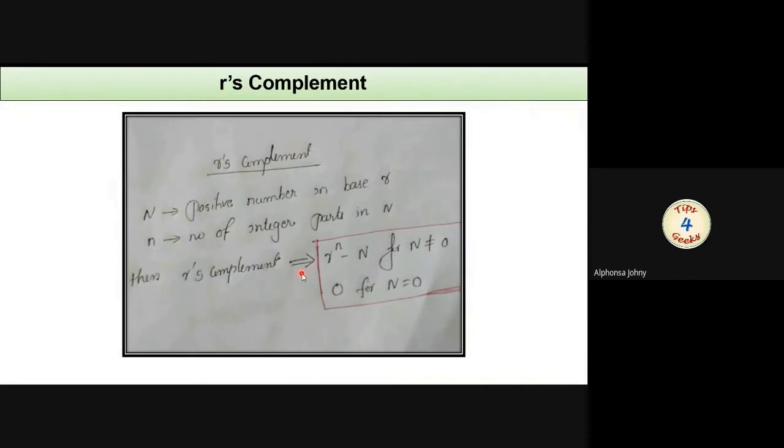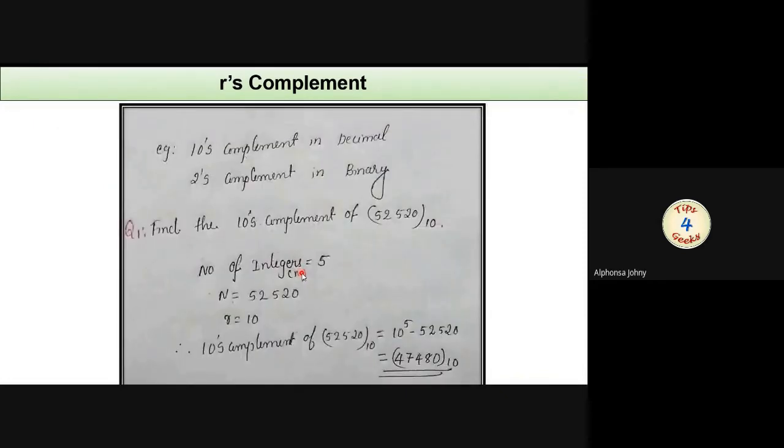Okay, let's study with an example. As we have already said, 10's complement in the decimal number system and 2's complement in the binary number system are examples of r's complement. So first question: find the 10's complement of the number 52520. This is a number in the decimal number system, since the base is 10. So 52,520, right? This number 52520 to the base 10.